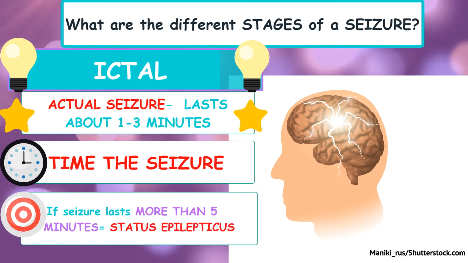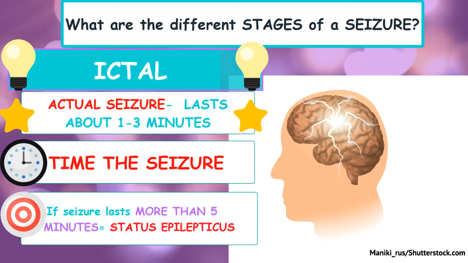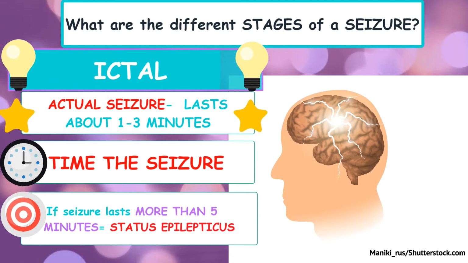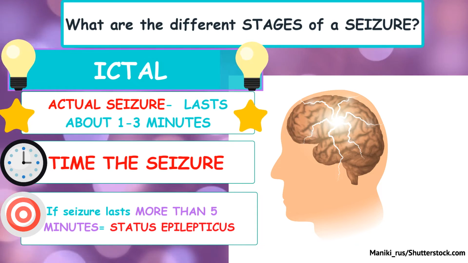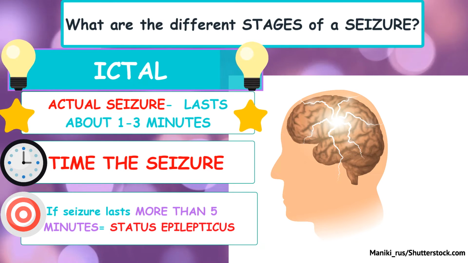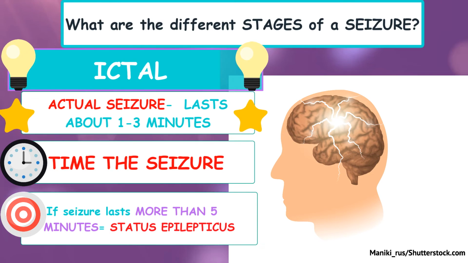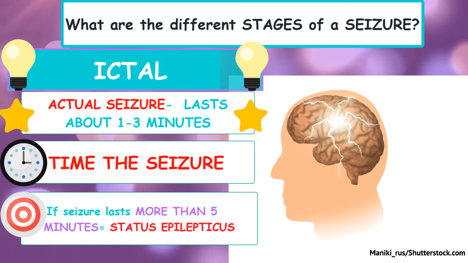Now we enter the ictal phase. The ictal phase usually lasts about a couple of seconds to a few minutes, usually about 1 to 3 minutes. And the ictal phase of a seizure usually resolves on its own. However, sometimes it does not. So why is timing so important? Why am I telling you right now that you need to time the seizure?